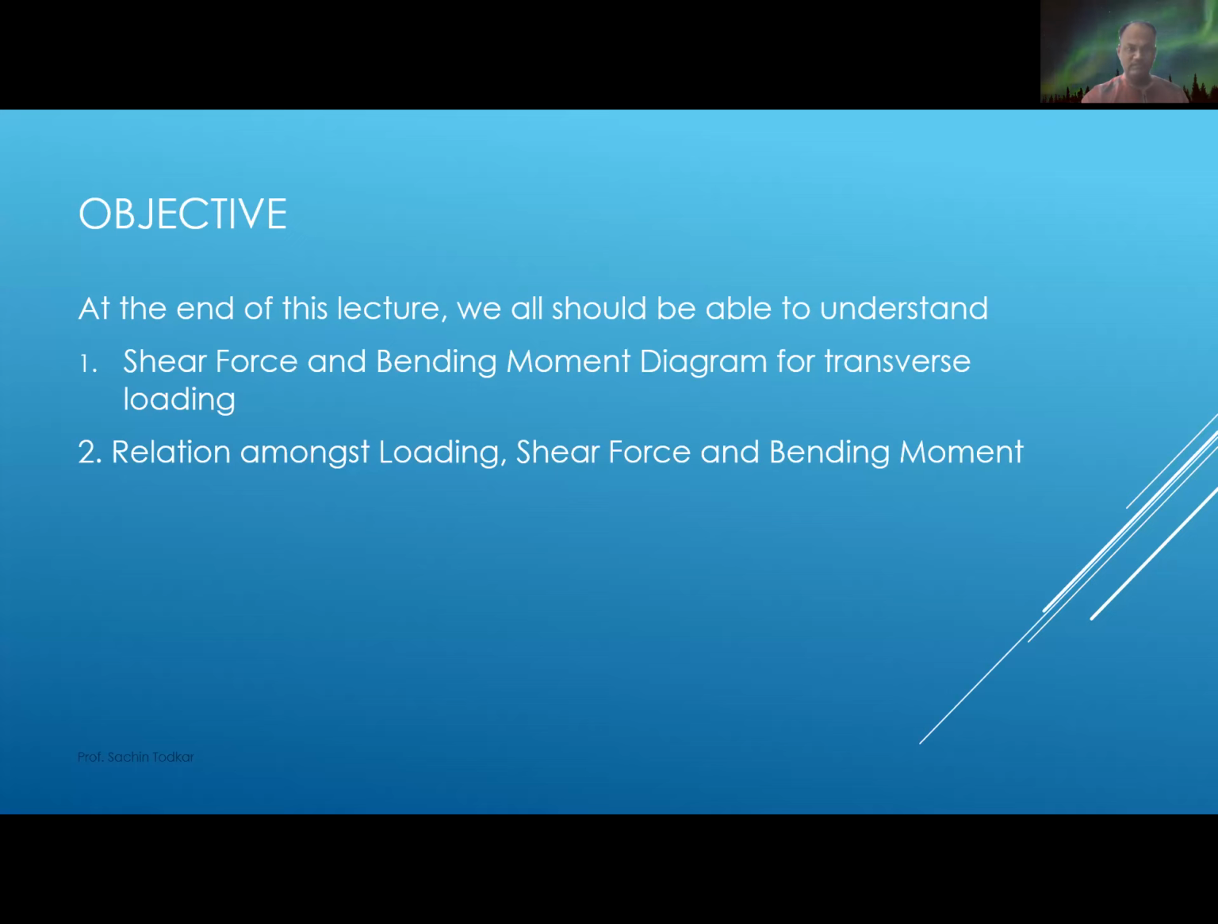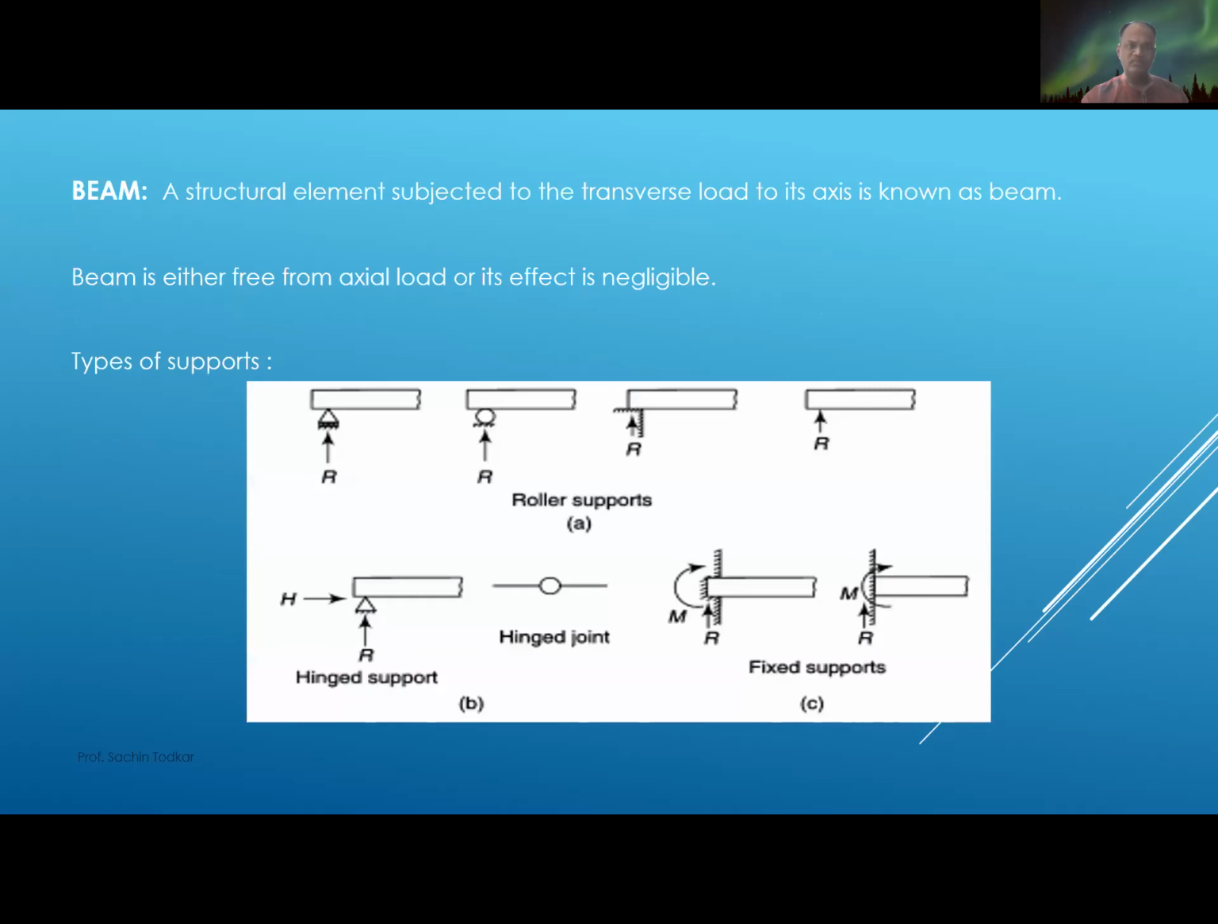The second objective of this lecture is the relation amongst loading, shear force, and bending moment. You might have come across questions like: if the loading is so and so, how will the shear force and the bending moment diagram be? All these things we are going to cover here, and the actual mathematical relation we are going to study in this lecture. So firstly, what types of beams are there, or what is the meaning of a beam?